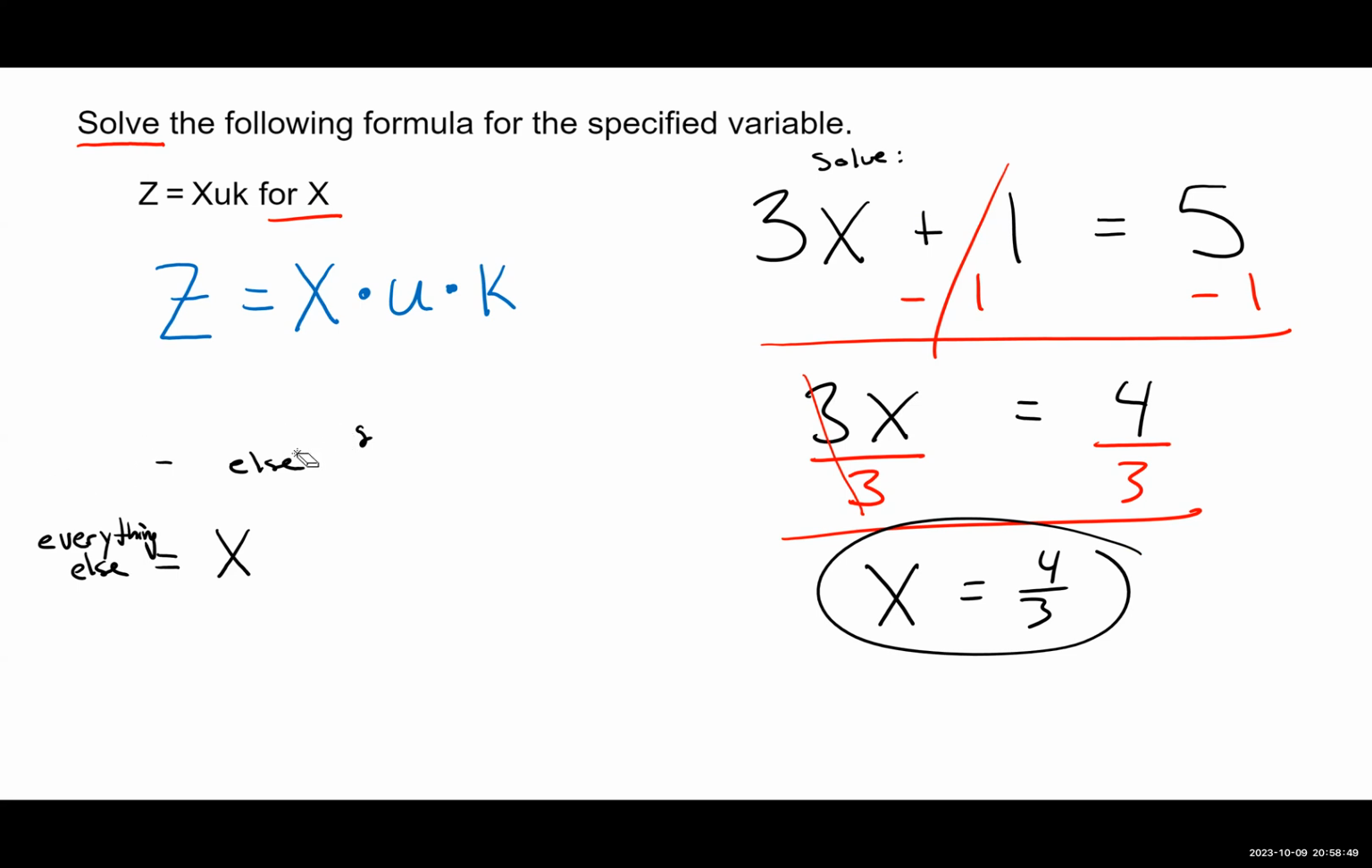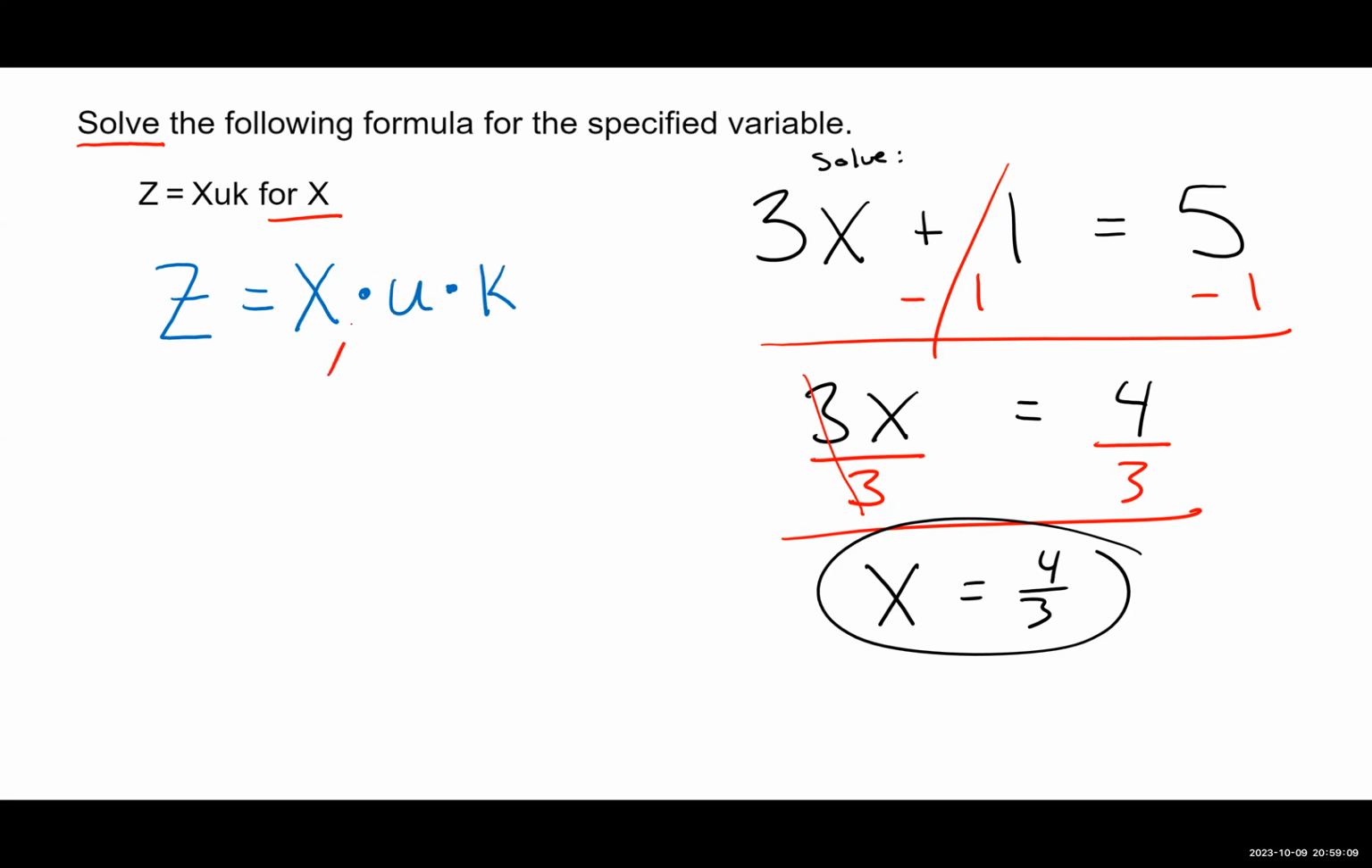Well, I'm going to erase this. We know what our answer should look like. X on one side, everything else on the other. So we want to get rid of the u. We want to get rid of the k. We want to get x by itself. And so how do we do that?